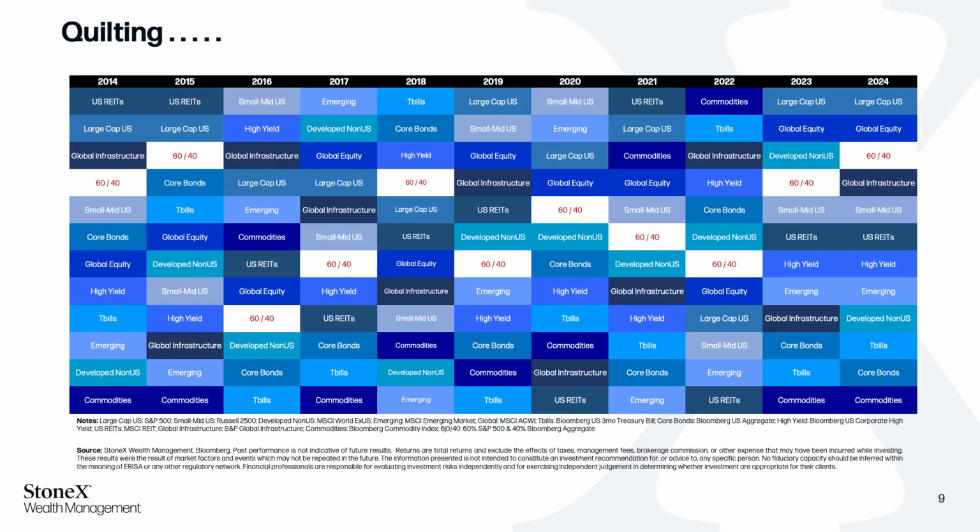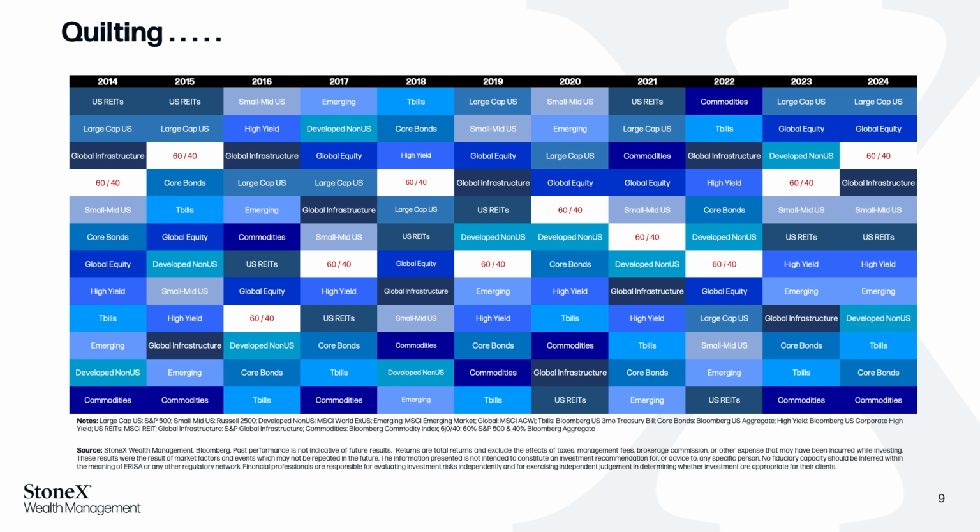So 2 more charts for you here. We call this one quilting. So for those of you that had something that looked like this on your grandmother's bed, maybe just lots of patches in different colors. So again, I'd ask you to zoom out and just look at how the colors bounce around on the page. So each column is a year, and you see the colors move all over the place.